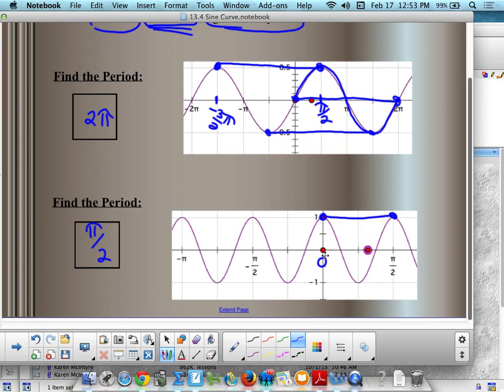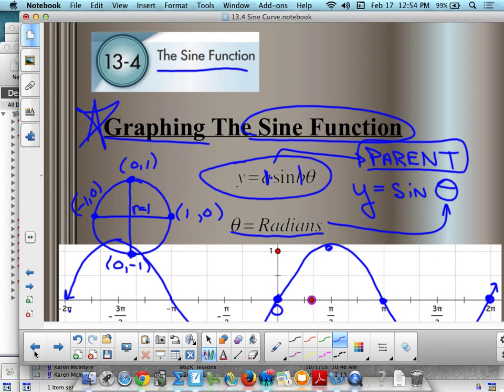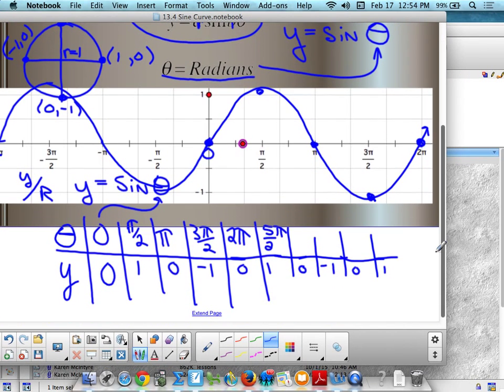Here's the deal. Pi just got what? Smaller. Compressed. You guys know. Sine just got compressed. Sine is normally, the sine function, the parent function, has a period of, you know, 2 pi. Look at the parent. How long before we repeat on this one?